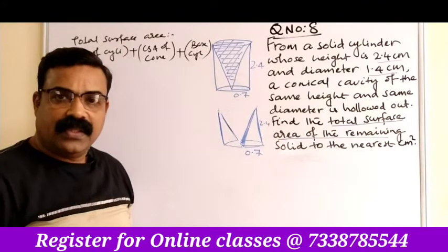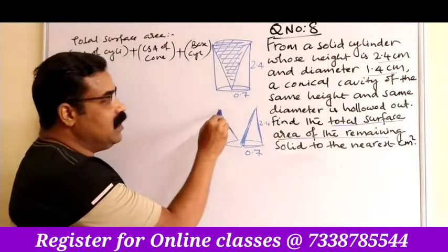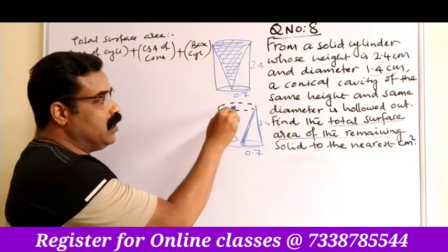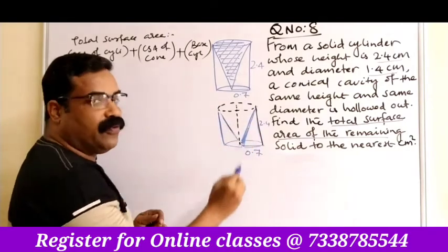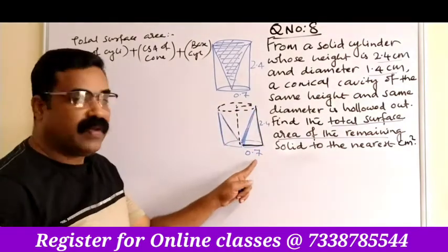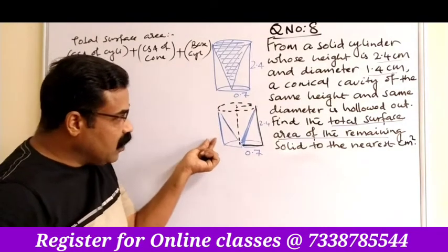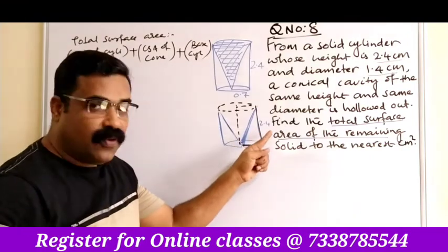It will be like this. To imagine this is a cone, we take it as the dotted line. Nothing is there actually. So this height and this height will be the same, 2.4. This radius will be the same here, 0.7. And here the height of the cone and the height of the cylinder are the same, 2.4.